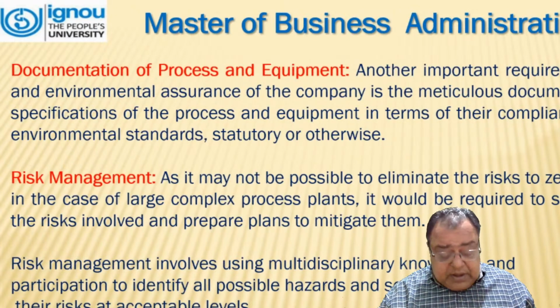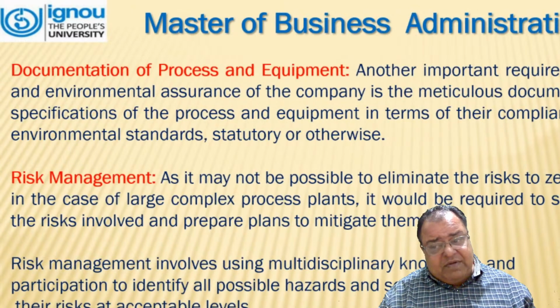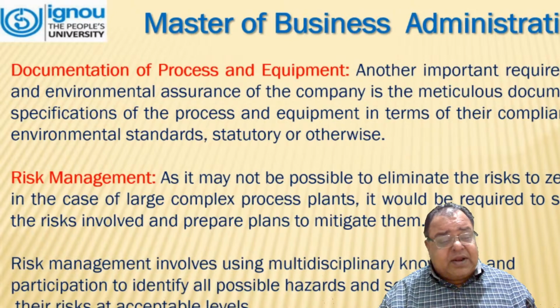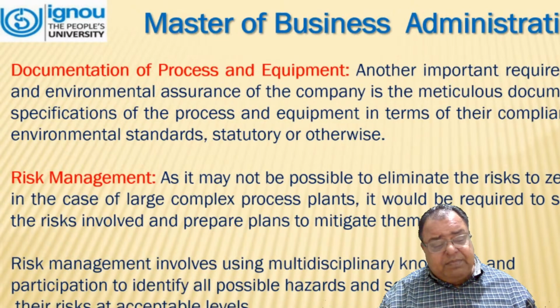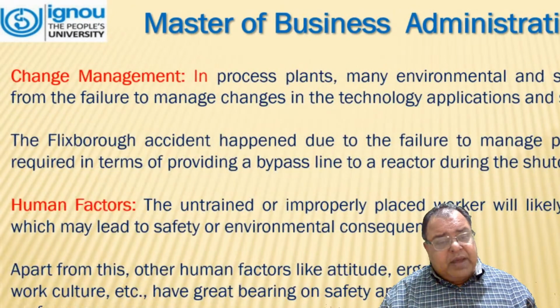Risk management. As it may not be possible to eliminate the risk to zero level, specifically in the case of large complex process plants, it would be required to scientifically analyze the risk involved and prepare plans to mitigate them. Risk management involves using multidisciplinary knowledge and participation to identify all possible hazards and solutions to keep their risk at acceptable levels. Change management.